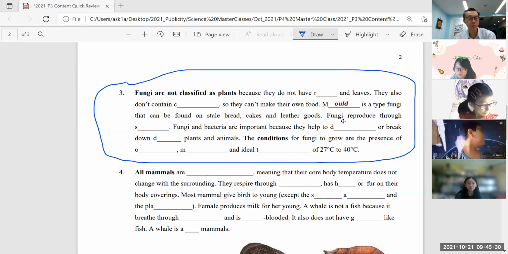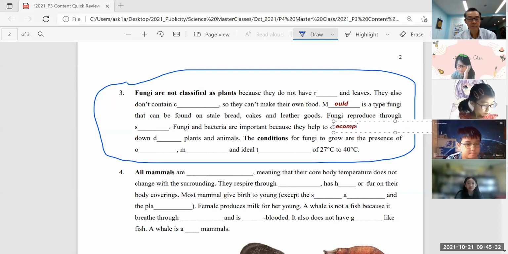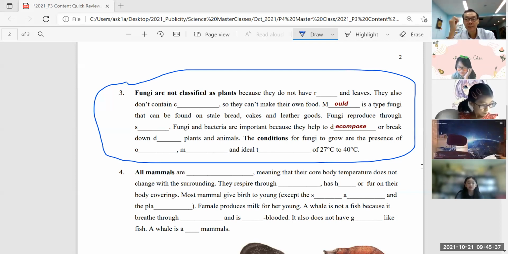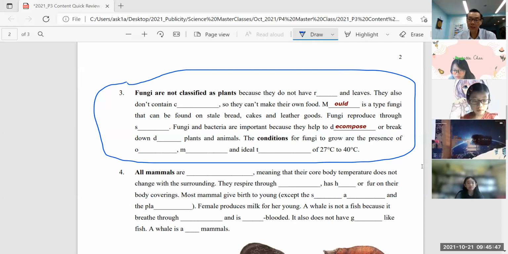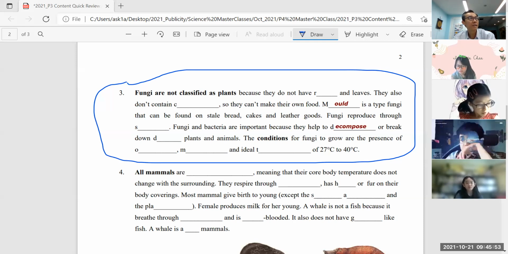And then this one is decompose. Decompose means the fungi, because there are 2 decomposers that you all learn. It's actually fungi and bacteria. They break down. The scientific word is called decompose. Decompose means they break down dead organisms into simpler substances. You take note of the word simpler, it's not smaller. So this word here, simpler substances.